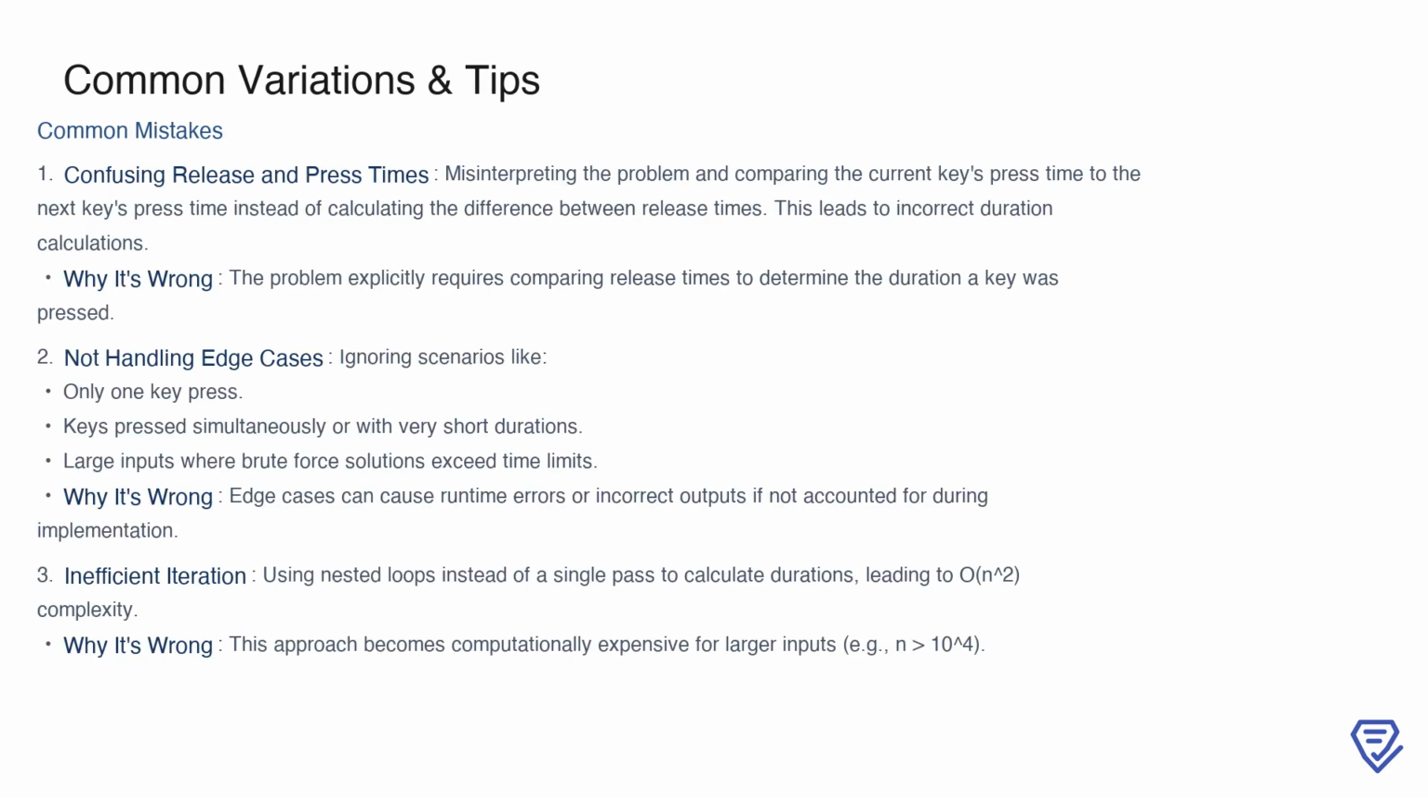One common mistake when solving this problem is confusing release times with press times. It's important to remember that the problem requires you to calculate the difference between consecutive release times, not the press times. If you mix these up, you'll end up with incorrect durations, which will throw off your solution.